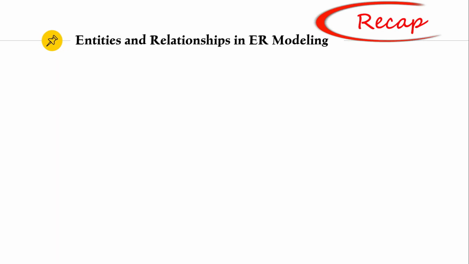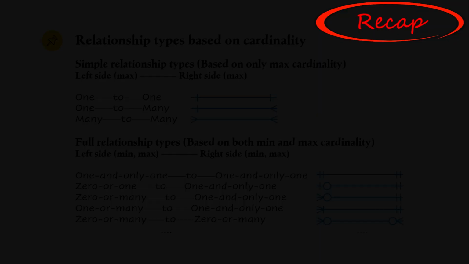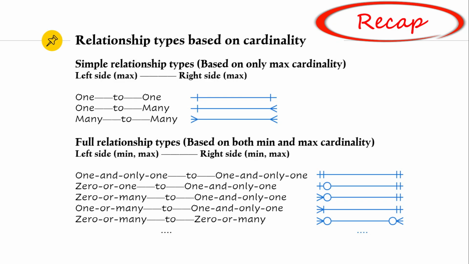In our previous video, we covered what entities and relationships are, the different types of entities and relationships, and how they are represented in ER diagrams. More importantly, we learned what cardinality is and explored how relationships are classified based on minimum and maximum cardinality.